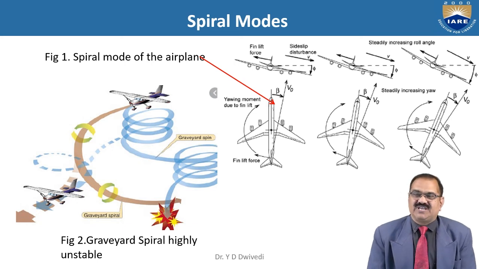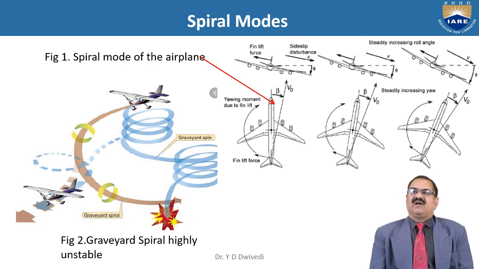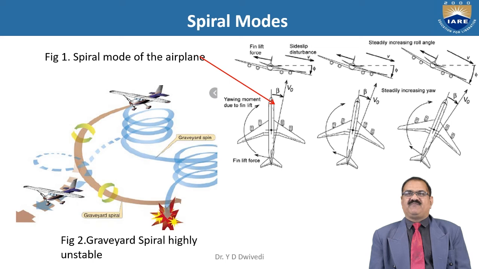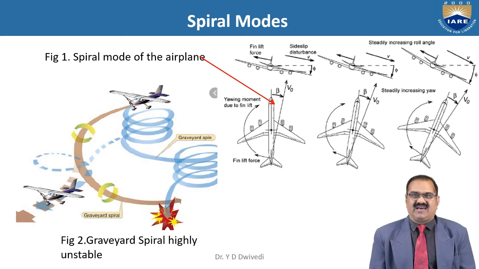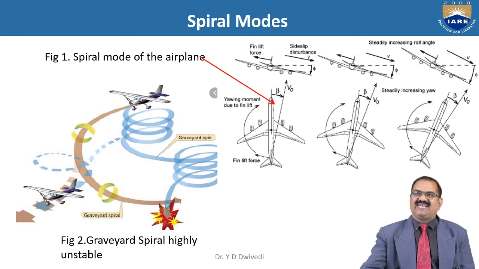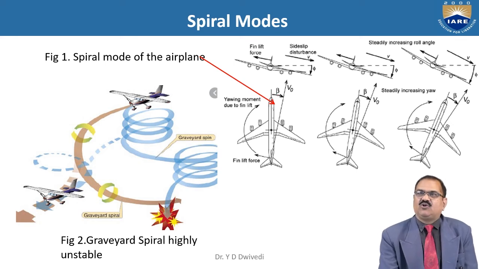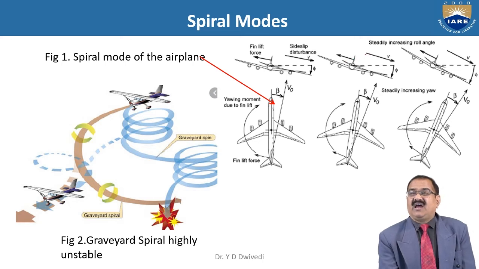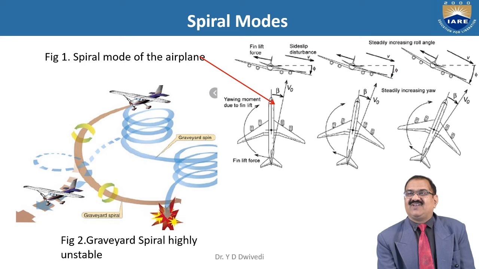Here I am showing you a very nice characteristic of spiral mode. First diagram, figure 1, which is the spiral mode of the airplane. In this you can see this is the sideslip angle, you have given the wind, the aircraft is moving in this direction, and here you have given the phi angle. This phi angle will try to make the aircraft feel a side force. This side force will try to make the wind velocity be in this direction. Your phi will increase here.